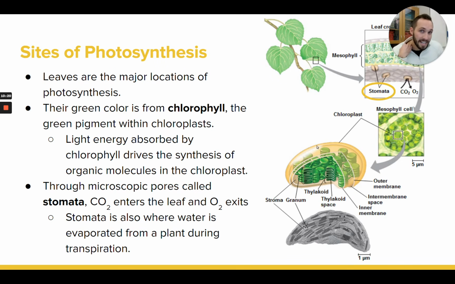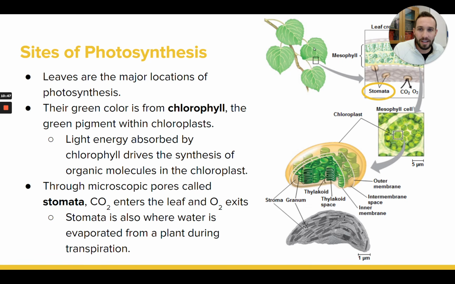Now, where this is taking place in cells, if we're talking about plants specifically, is usually in the leaves of plants. That's where a lot of photosynthesis is taking place. The whole function of leaves is to provide a location where a lot of sunlight can be absorbed and a lot of photosynthesis can occur. And so real quick, just some basic anatomy of a leaf.